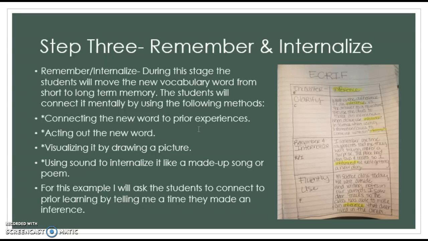For this example, I will ask the students to connect to prior learning by telling me a time they made an inference. In the example, for the word inference, the student says, I remember one time my parents told me they were taking me for a surprise. The place had dogs, toys, and treats, so I inferenced that we were getting a new dog.